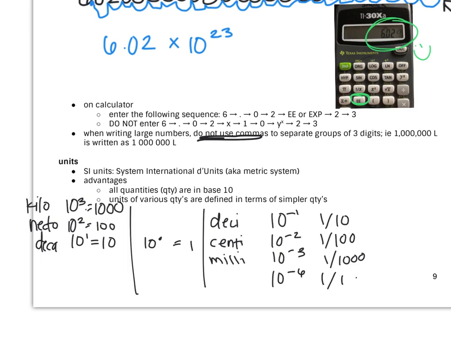1/1,000,000. But again, we're not going to use commas. We're just going to separate them a little so that we have them in groups of 3. And the prefix for that is micro. Which, if you remember your bio terms, what does micro mean? Small. And so this is just a pretty small number.